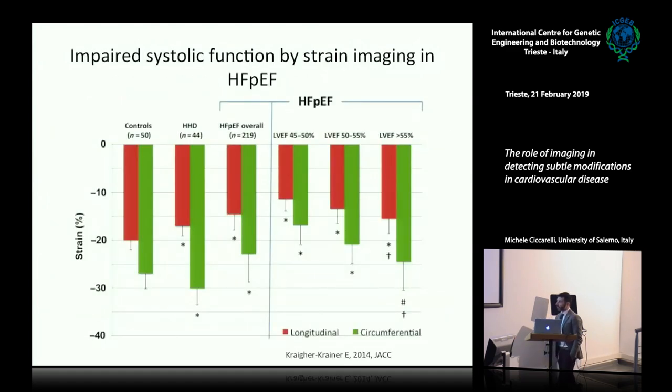Another example of how cardiac strain can be employed is in the matter of heart failure with preserved ejection fraction. Even in this case, in patients with HFpEF, we can note some modification of the cardiac longitudinal strain with respect to controls, and also in patients with hypertension.